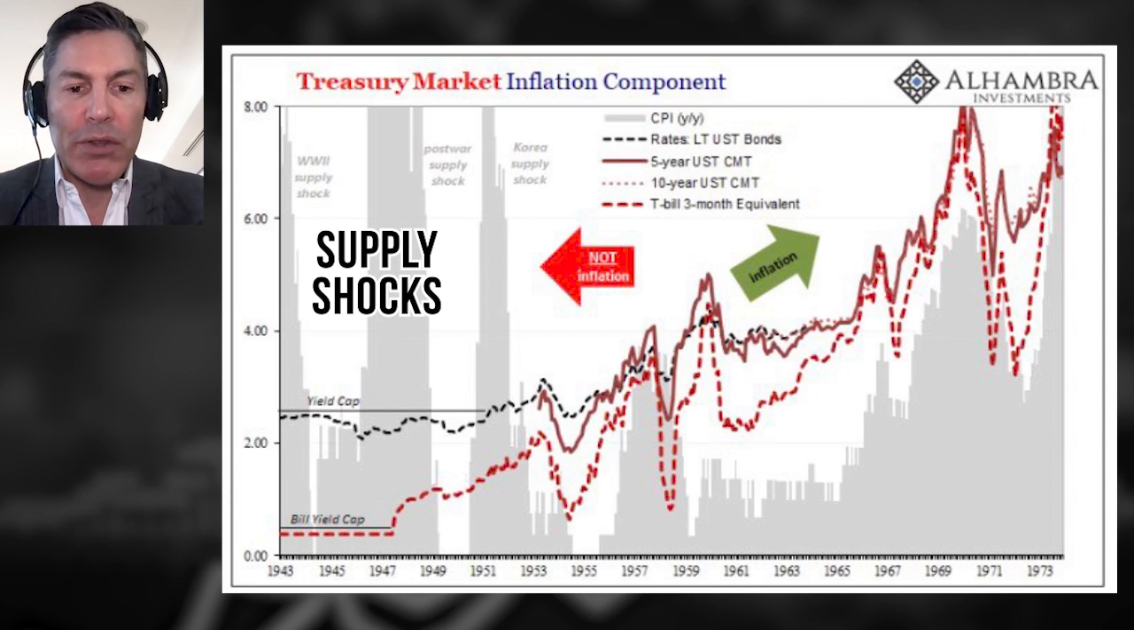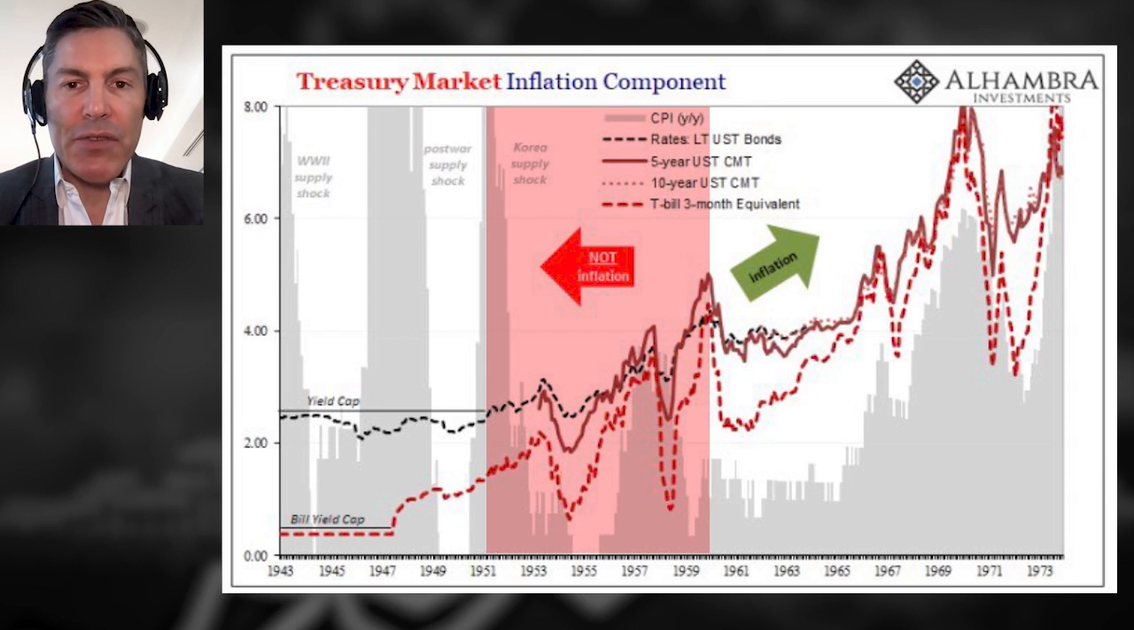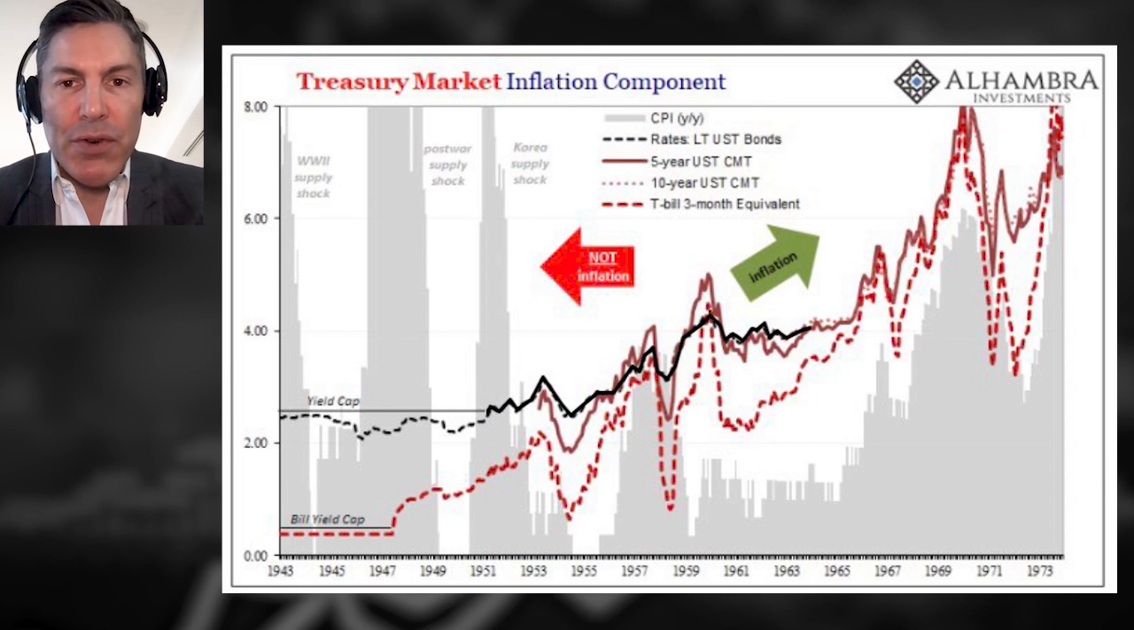supply shocks. And what the yield curve was telling us is, number one, there isn't really an increase in the overall supply of dollars, but number two, that these price increases are only temporary because, once again, they're a result of a supply shock and not an expansion of the overall dollar supply. Then in the 1950s, Jeff changes his view. We can see that interest rates start to go up, as indicated by this black dotted line, and there's more of a trend where we've got higher highs and higher lows.